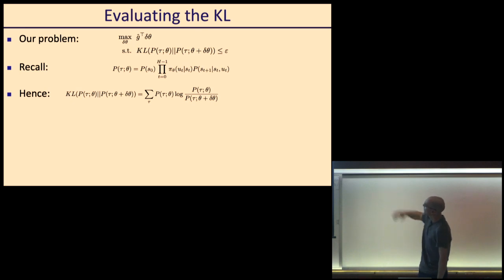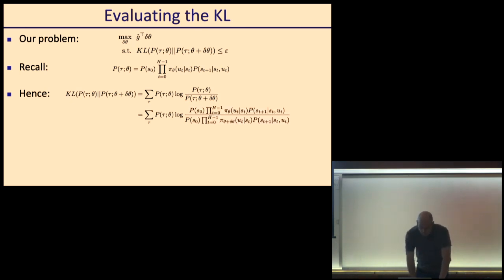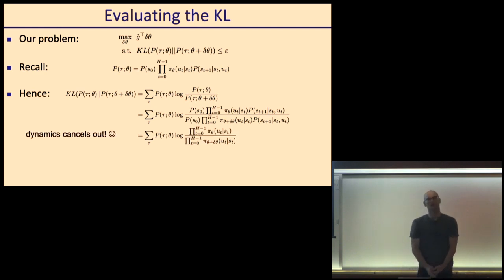Well, let's fill in our expression for the probability of a trajectory. Fill that in. And now, again, something magical happens. The magical thing that happens is that the dynamics, the probability of next state given current state and action, cancels out in that ratio. So we, again, don't need to know the dynamics model to evaluate this distance, this KL divergence, which is really nice. We have the same thing happen in the policy gradient calculation itself, where the dynamics would disappear as we do our calculation.